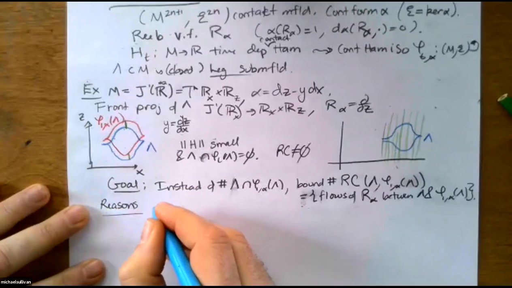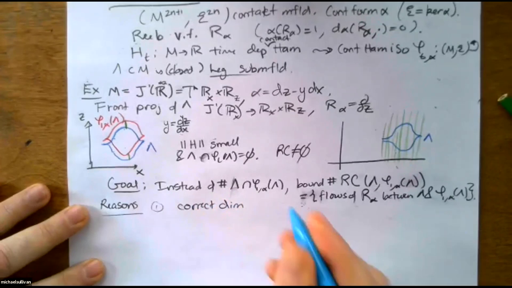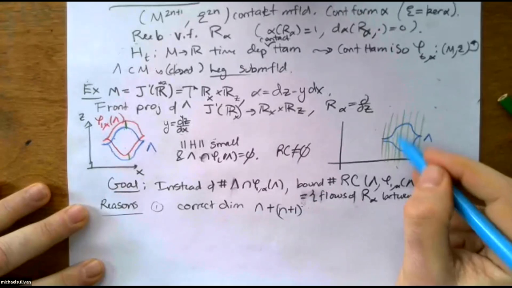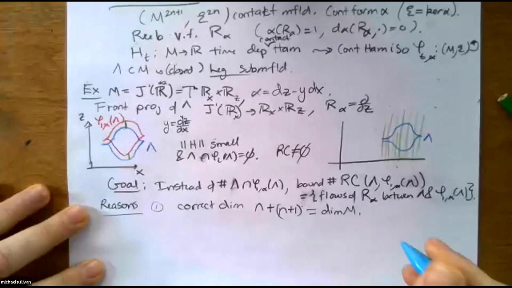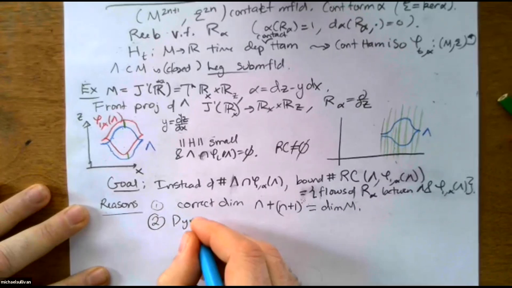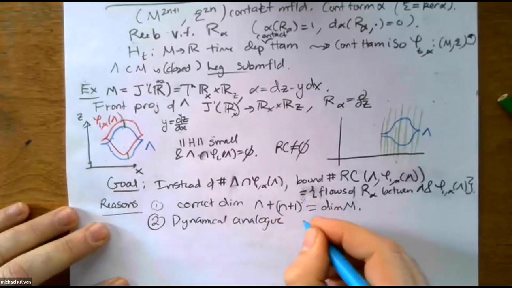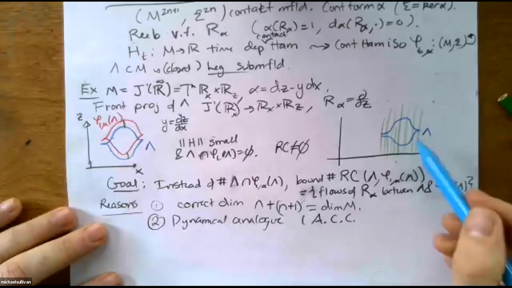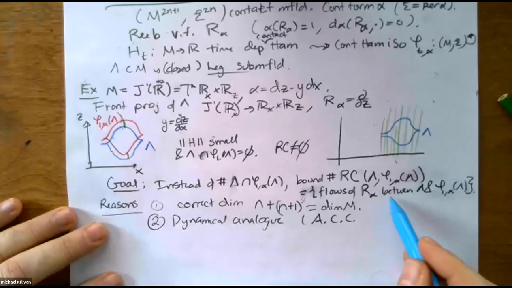Okay, so some reasons for considering this modified goal. First of all, this is the correct dimension, because we have an n-dimensional Legendrian plus an n plus one-dimensional image of the Reeb flows off of the Legendrian. That's equal to the ambient dimension. Also, this is sort of the dynamical analog in contact geometry. So we have the Arnold chord conjecture. Question: are Reeb chords between the two or from one to the other? Is negative time allowed? Yeah, so a priori, they could go in either direction. So I just said between the two, not from one to the other.